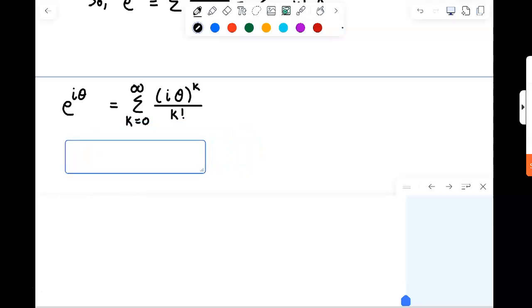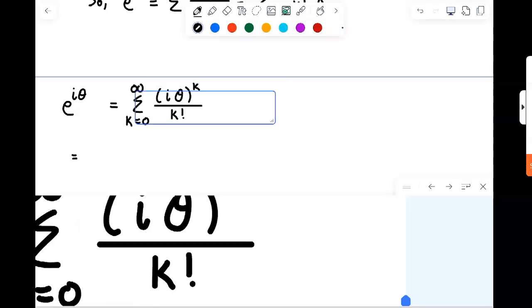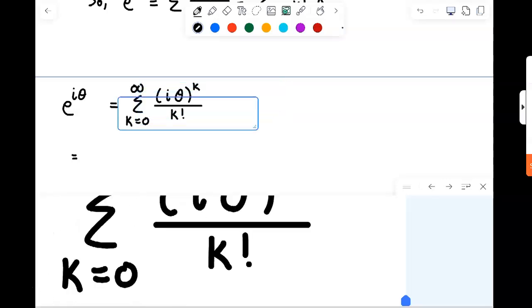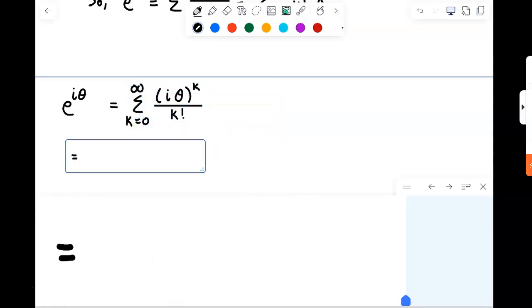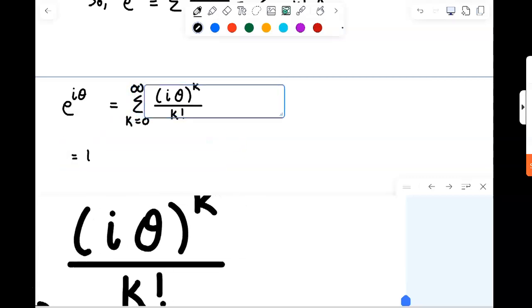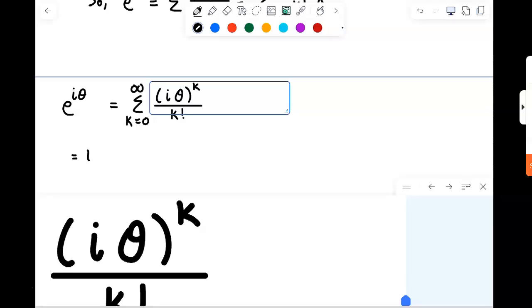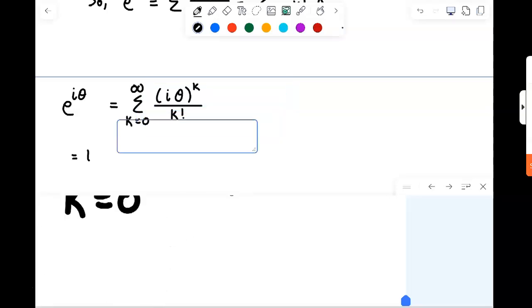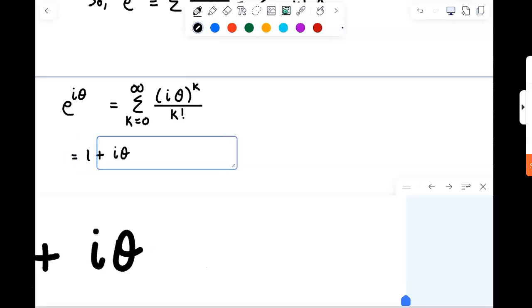So on the one hand, k equals 0, right? Anything to the 0 power is still just 1, as long as that stuff's not 0. And then over 0 factorial would still just be 1. And then k equals 1. You'd have i theta to the first power over 1 factorial. So we would just have i theta.